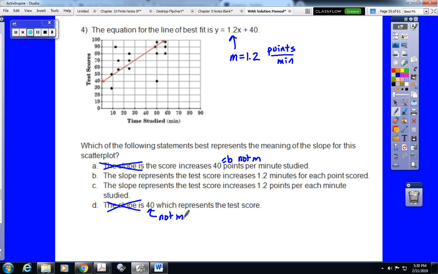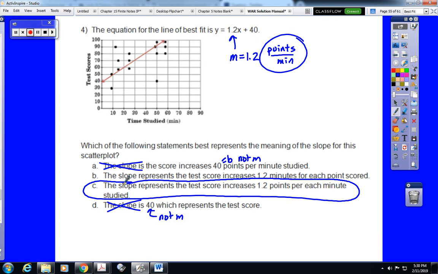Looking at slope represents the test score increases 1.2 minutes for each point scored, or is it 1.2 points for each minute studied? Well, the units are points per minute. So that means the correct answer is C. We don't even really need to know anything other than the points is the y and the time is the x. And slope is always change in y over change in x. So that would be in points per minute, not minutes per point.